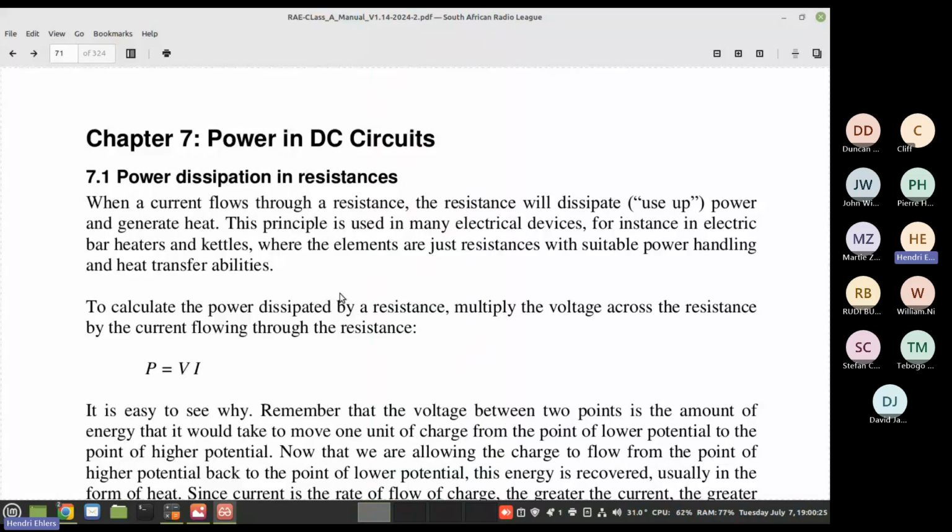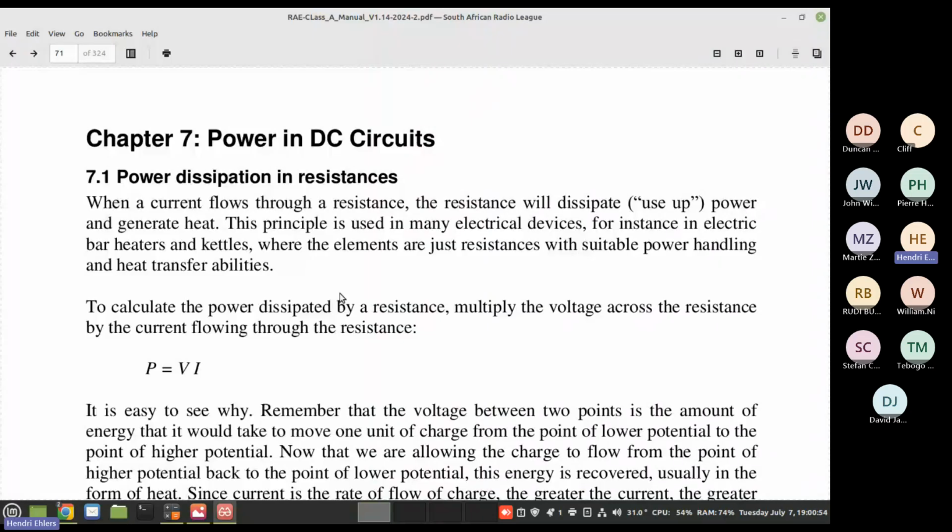Tonight we're gonna look at power in DC circuits, and power is measured in watts. It's the amount of power that gets used up that we need to calculate so that we can make sure that the circuit we design can handle it.